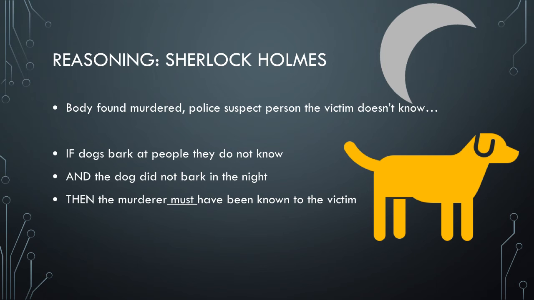And his reasoning, again, he has this data at the beginning that the dog didn't bark. And he says, well, if dogs bark at people they don't know, and the dog did not bark in the night, then the murderer must have been known to the victim. If the dog had not known the person, as the police suspected, then he would have barked at them. So what Holmes is actually doing here is starting with evidence. And if you've ever watched or read Sherlock Holmes, what he does is he observes lots of details about people, and then he comes up with an explanation. And this is inductive reasoning. He starts with data and then comes up with a theory, even though he constantly says he's deducing.